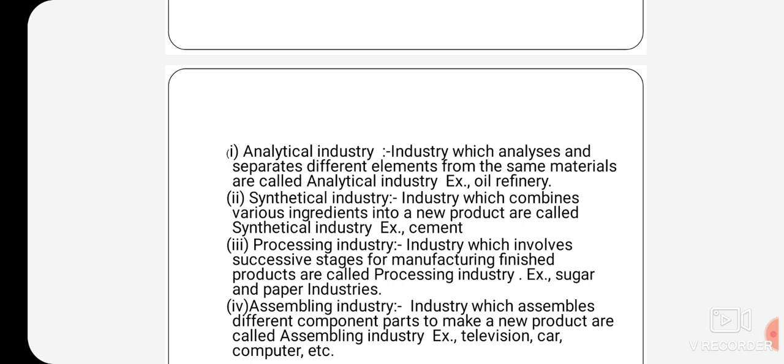That is what analytical industry. So one more time, analytical industry is that industry which uses a single raw material as an input and which gives different products. For example, crude oil. So this crude oil can be split into different products like petrol, diesel, kerosene. That is what about analytical industry.